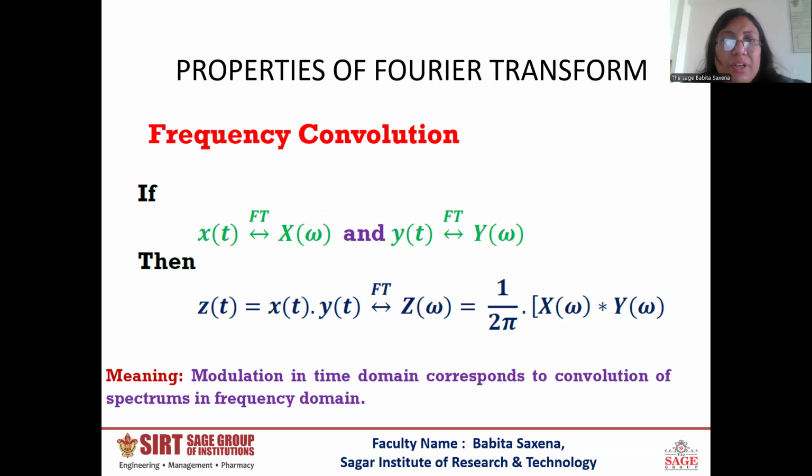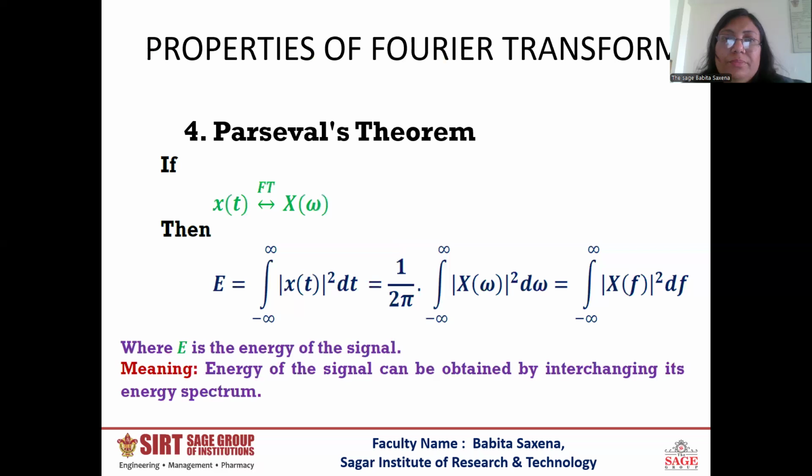The fourth one is the frequency convolution. In the frequency convolution, if there are two signals which are multiplied in the time domain, then what will happen in the frequency domain? In the frequency domain, they will convolve: X of omega convolution Y of omega, multiplied by 1 by 2 pi.